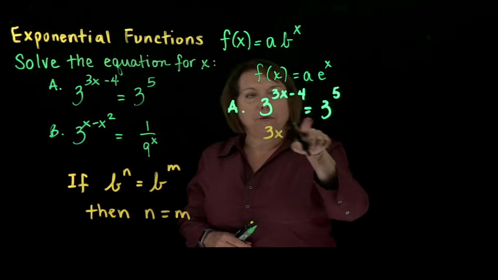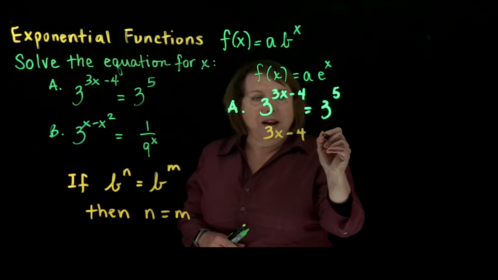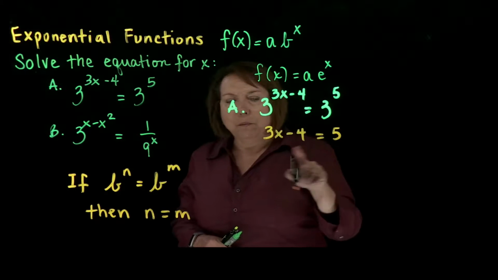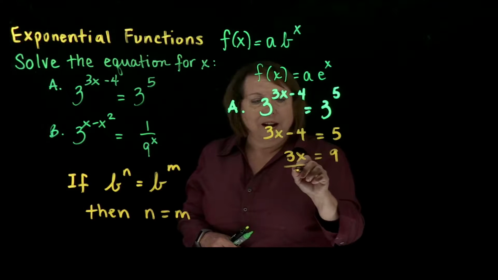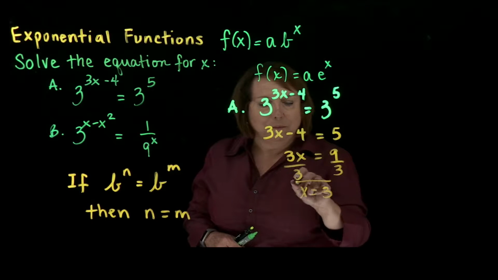We have a base of 3 on both sides of this equation, so we'll just set 3x minus 4 equal to 5. Add 4 to both sides, so we'll have 3x is equal to 9. Divide out that 3, and then we have that x is equal to 3.